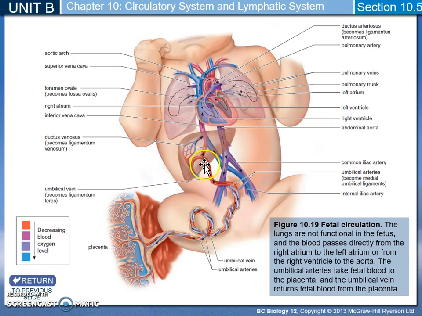And then looking down at the placenta, we have the umbilical arteries, which bring blood, and this would largely be deoxygenated blood, to the placenta, where the blood can pick up oxygen and pick up other nutrients like glucose and other things, and also eliminate CO2 and urea. And so then that is taken up by the mother's circulation.